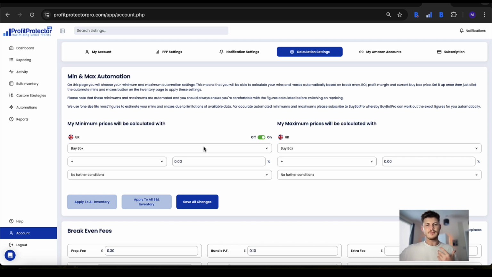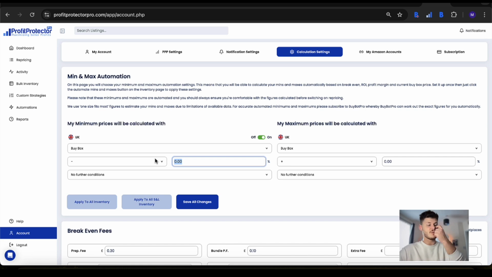Now, if you are wanting to have your minimum price below the BuyBox, which is what I would personally advise in most cases, I would say you don't need to go too far below, because of course, remember, you don't want to go too far below where it's close to your break even, or hardly anywhere above it, because you want to be making some money, but you also want to be competitive. You want to have that competitive edge.